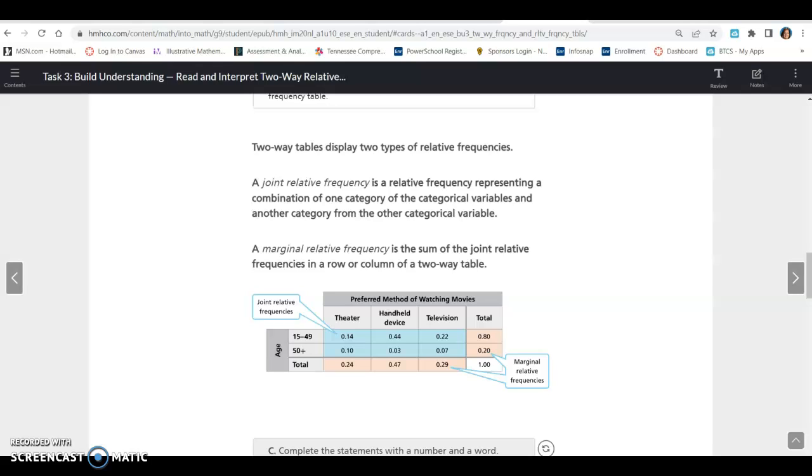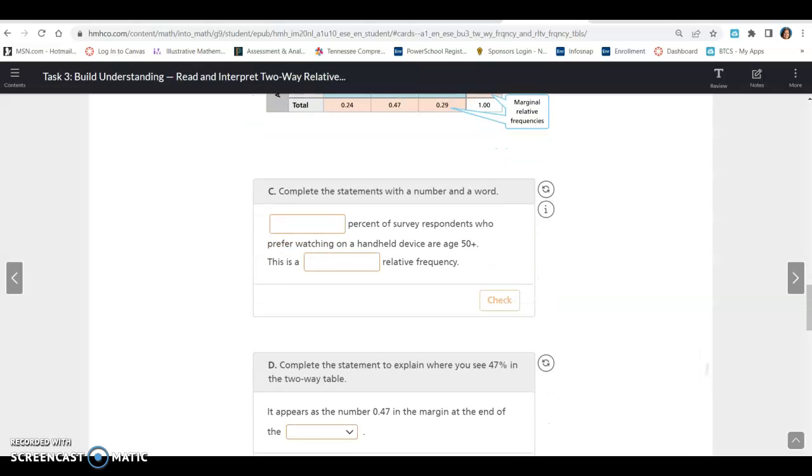Two-way tables display two types of relative frequencies. A joint relative frequency is a relative frequency representing a combination of one category of the categorical variables and another category from another categorical variable. A marginal relative frequency is the sum of the joint relative frequencies in a row or column of a two-way table. You can see the numbers here in the middle of the table are considered joint relative frequencies. The numbers that represent the totals, either in the rows or the columns, are called marginal relative frequencies.